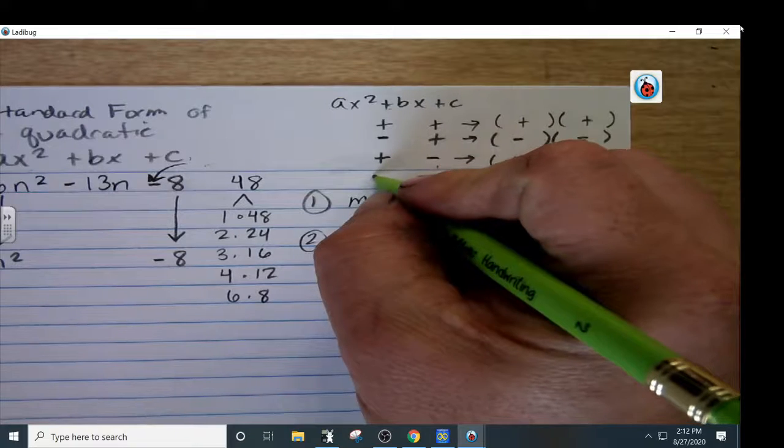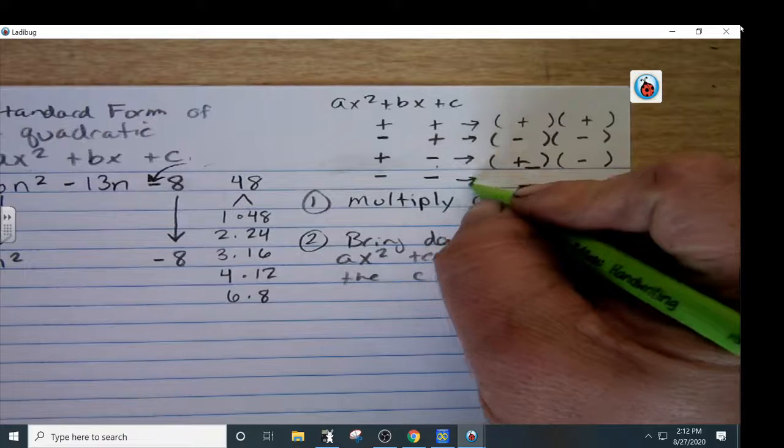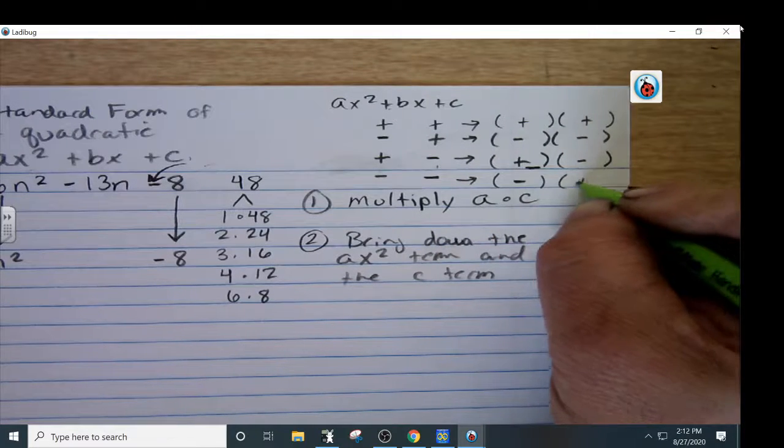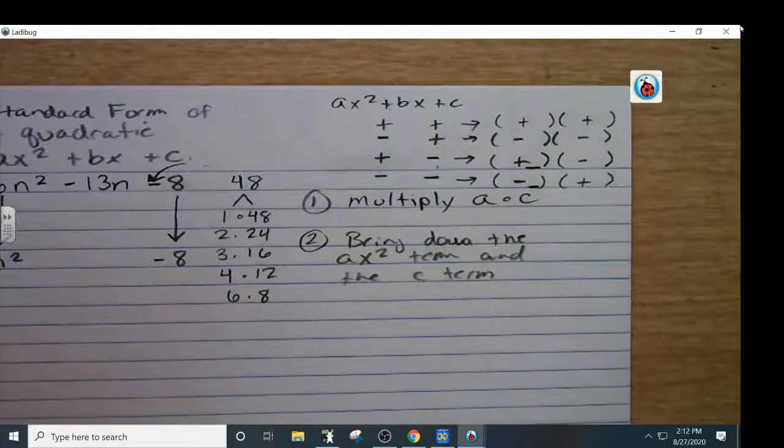Last but not least, if you have a minus minus, your signs will be minus plus, then the biggest number will go with the minus sign. Does everybody understand that so far?